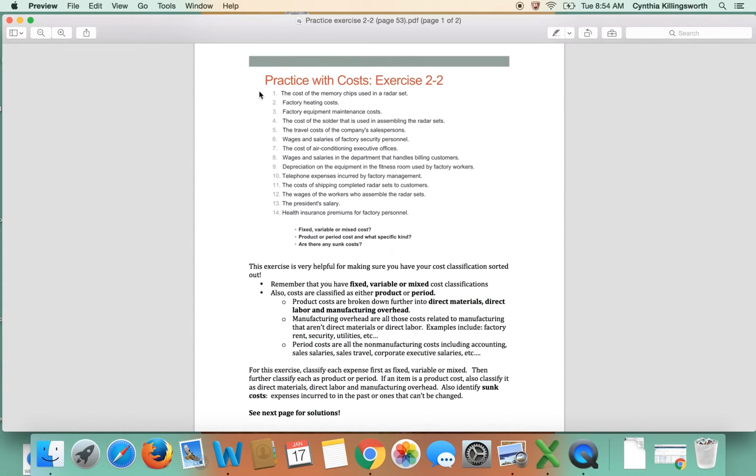All right, I'm just going to do one more here. The travel costs of the company's salespersons. Think about this one. It is variable because it depends on how much travel is done, and it doesn't relate to manufacturing. So this is one of those non-manufacturing costs that goes into period costs, and a subcategory of that would be sales costs under period.